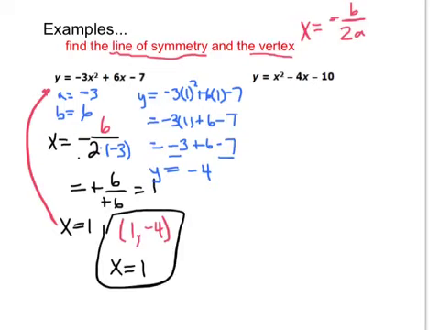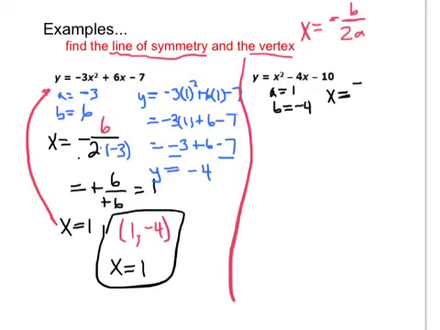Now if we look at the other example here, we do pretty much the same thing. So a is equal to 1, b is equal to -4 here, and so x equals -(-4) over 2 times 1, which a negative and a negative gives us a positive, so we just basically have 4 over 2, which is equal to 2. So in this case, x equals 2.